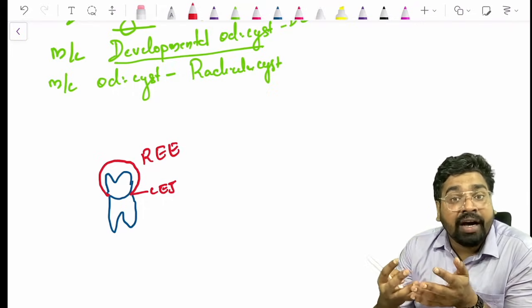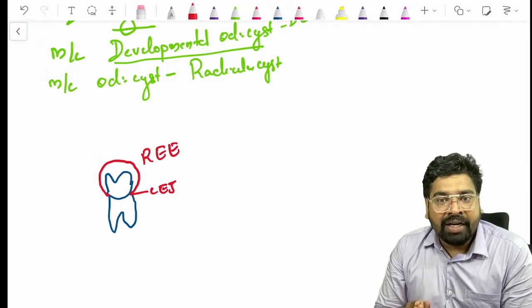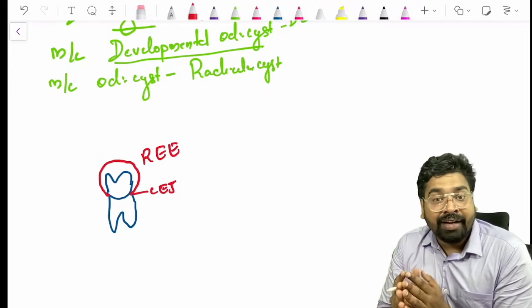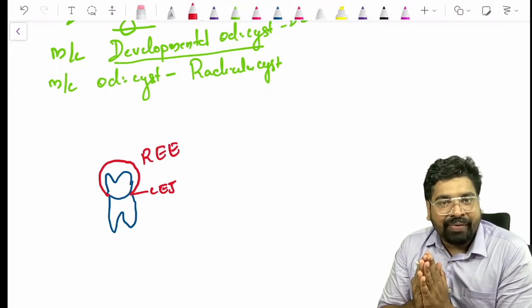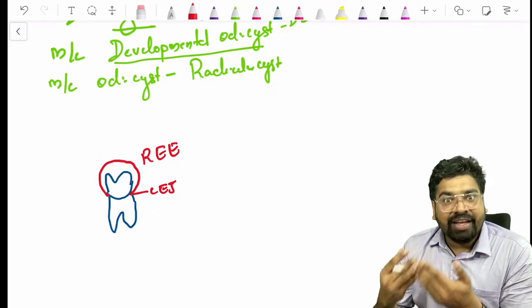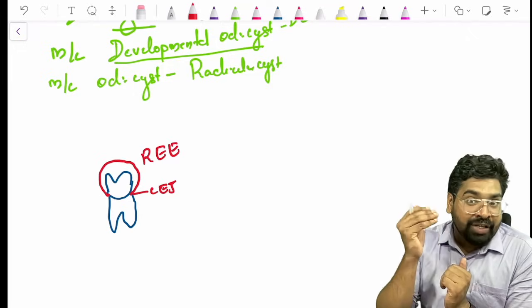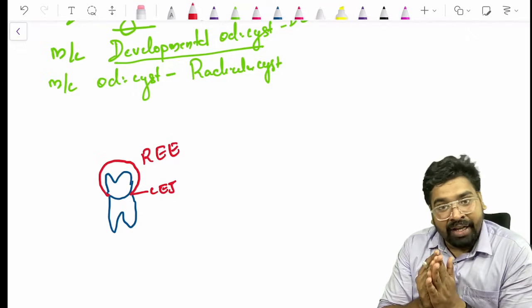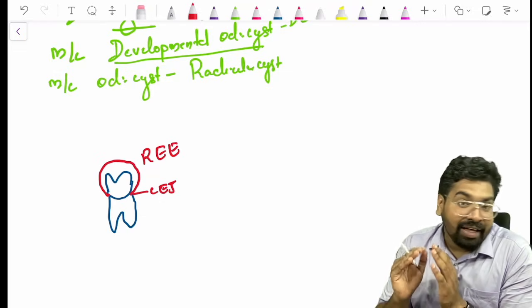What is the duty of this REE? What help is the REE doing? You can see a mother's love in REE. Actually, you know that ameloblast is a cell which makes the enamel. After the ameloblast secretes the enamel, after the enamel formation is complete, till the tooth has erupted into the oral cavity, the last stage of the ameloblast is called reduced enamel epithelium.